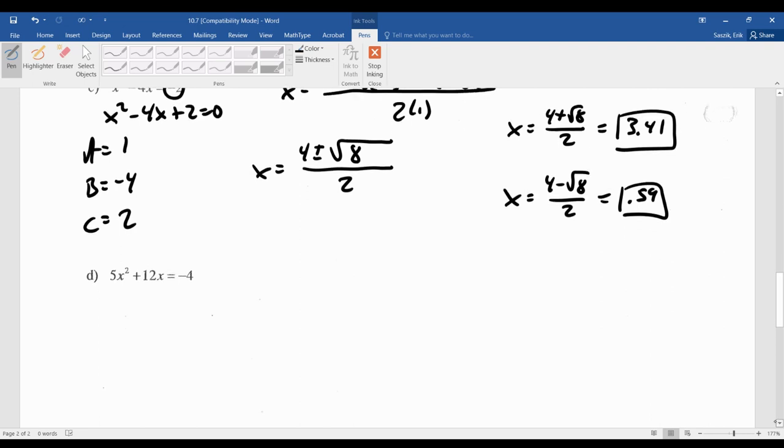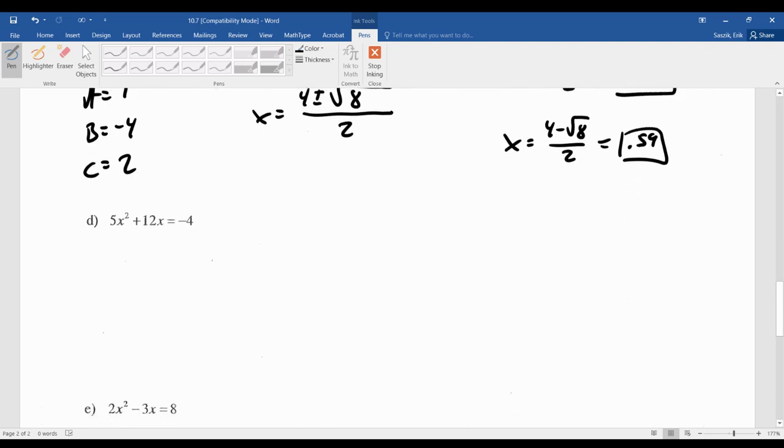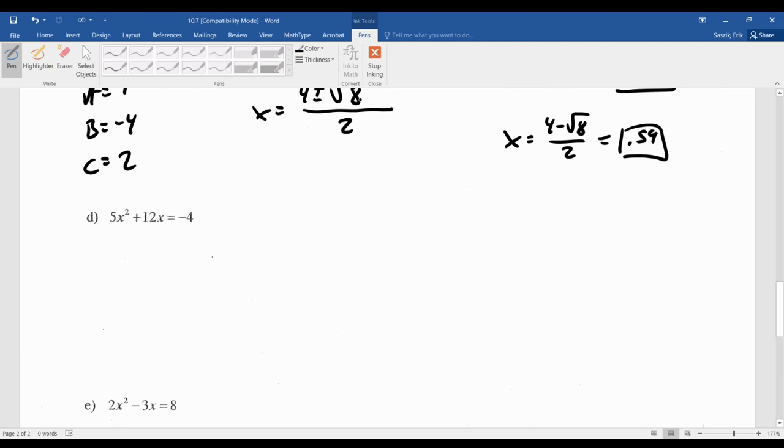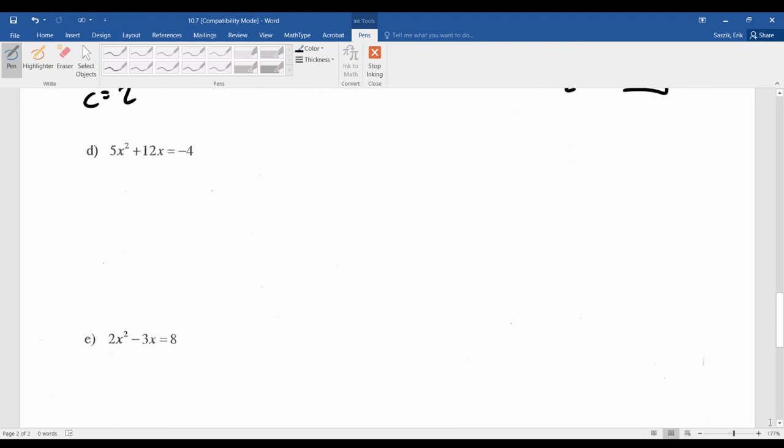Okay? So that's one that wouldn't have factored, and when it's not factorable, that means you get these decimals. Okay.